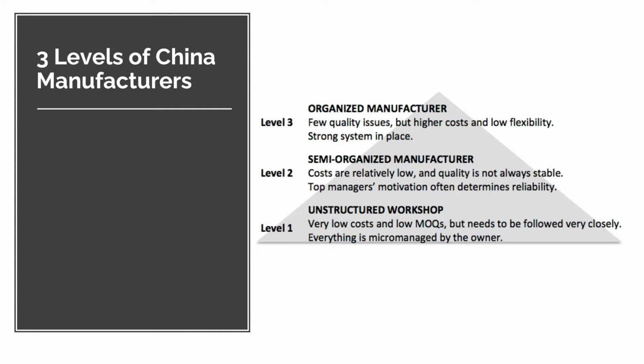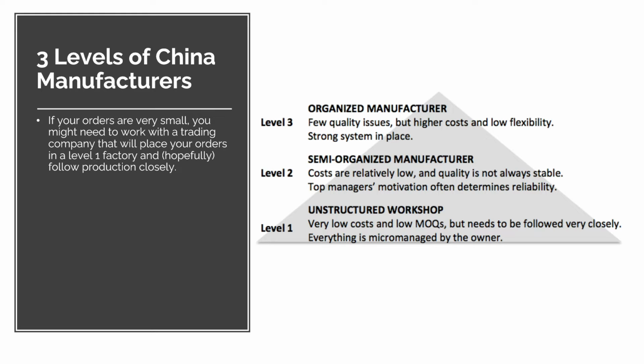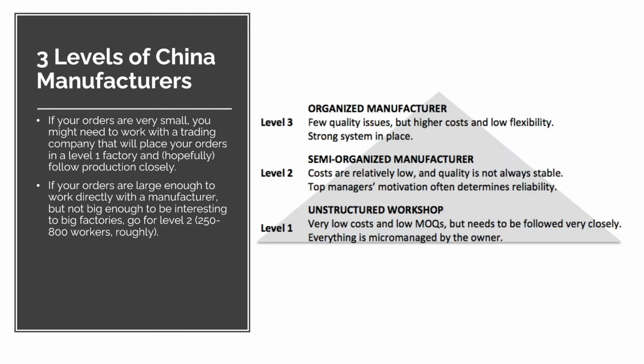Here is my general advice on the topic of the supplier's size. First, if your orders are very small, you might need to work with a trading company that will place your orders in a level 1 factory and hopefully follow production closely. Second, if your orders are large enough to work directly with a manufacturer, but not big enough to be interesting to big factories, go for level 2.